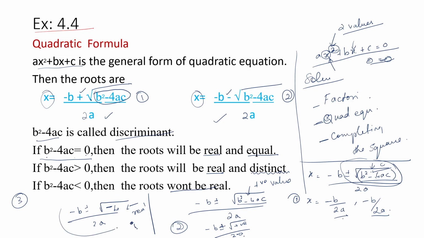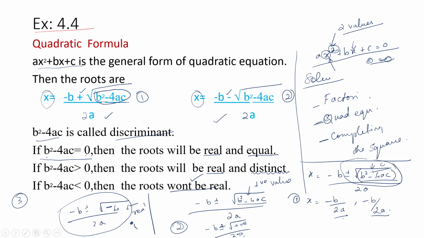So that means we cannot find the solution for this. So that means the root won't be real. By finding the value of this discriminant, we can come to a conclusion whether the root will be real and equal, real and distinct, or it won't be real.